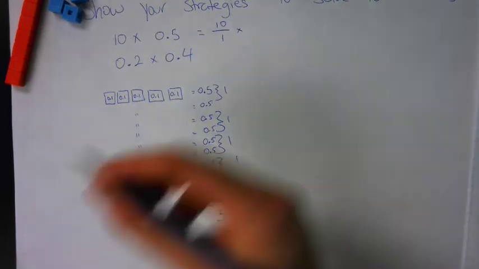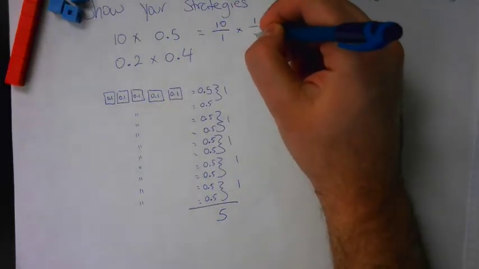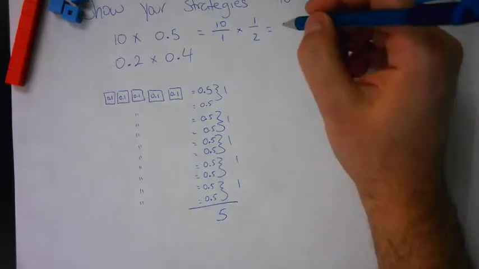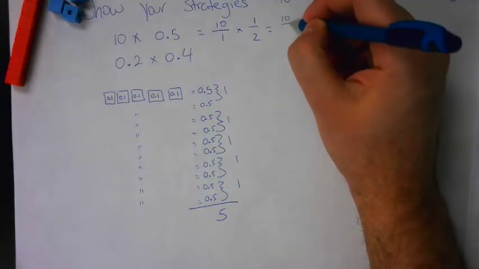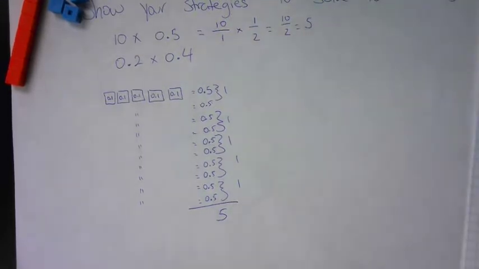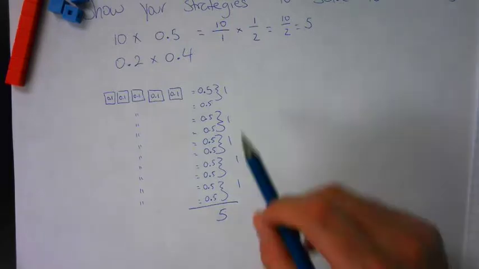5 over 10 or 1 half, right? Because it's the same thing. So then when you multiply these out, 10 times a half. So basically it's saying, what's half of 10? Right? Because then you get 10 over 2 equals to 5. Okay? That's another way of doing it.